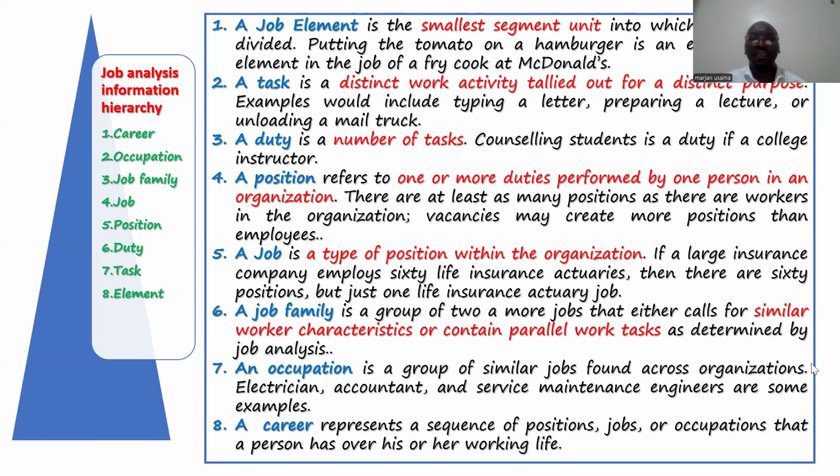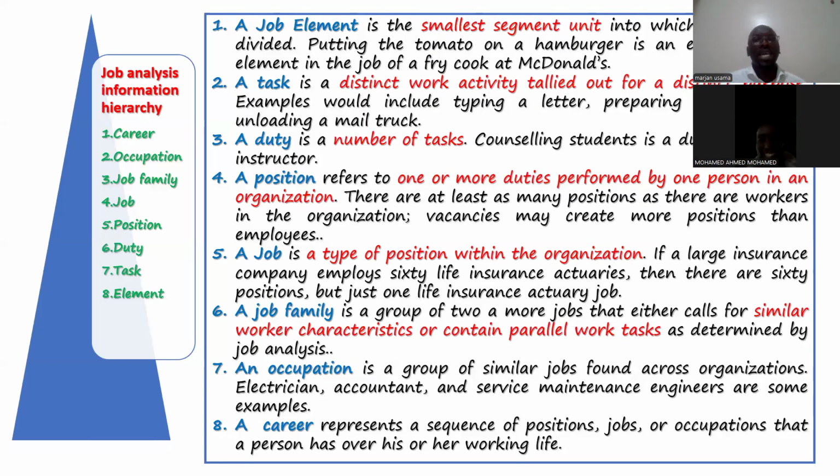Then we have a job family. A job family is a group of two or more jobs that either call for similar worker characteristics or contain parallel work tasks as determined by job analysis. So sometimes jobs in an organization are grouped according to job family. When the work is related, for example, 3 departments doing almost the same work, we call that a family.